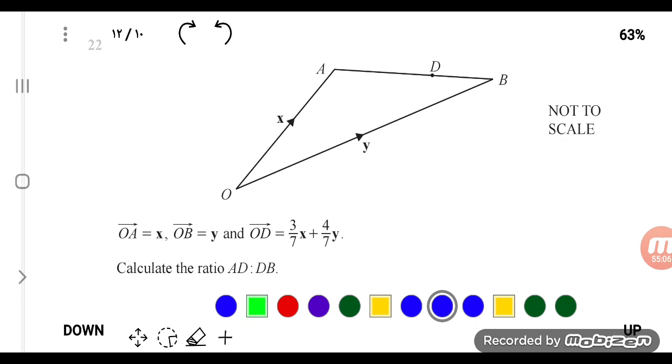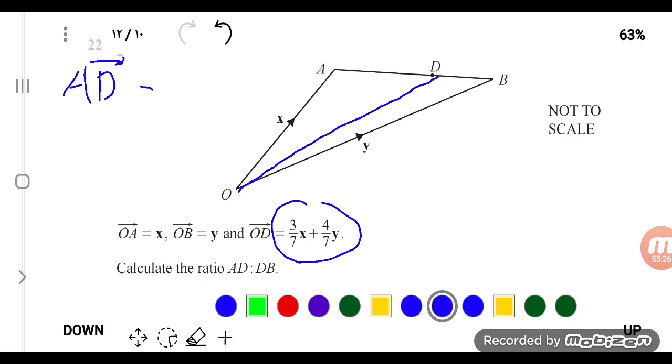You are given OD here: 3 over 7x plus 4 over 7y. So in order to calculate AD, AD is equal to AO, which is negative x, plus OD, which is 3 over 7x, given to us in the question, plus 4 over 7y.